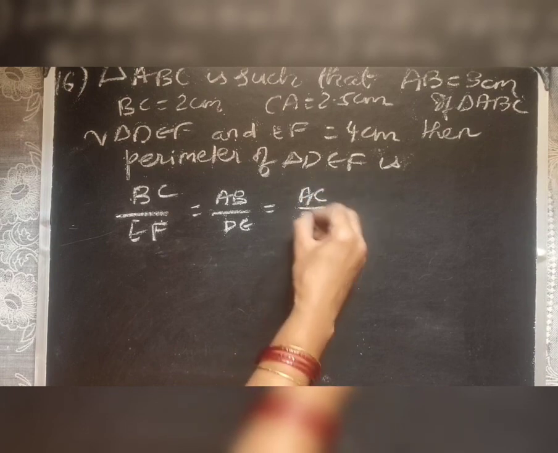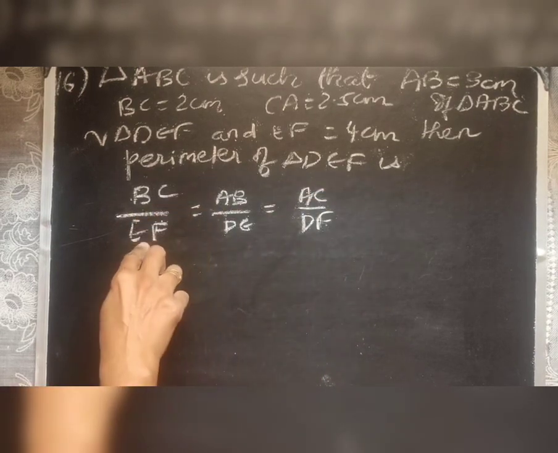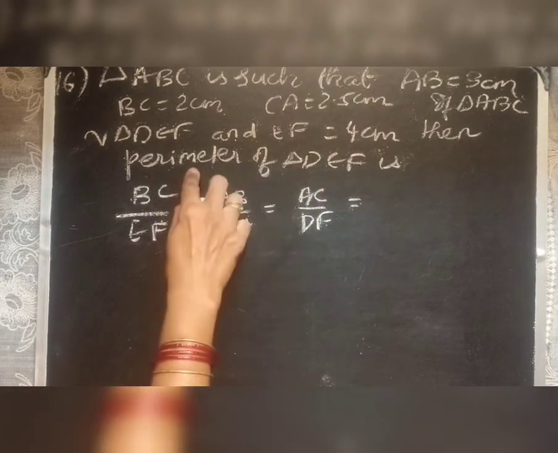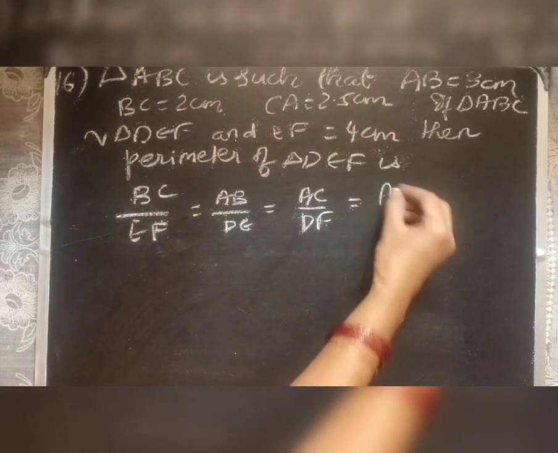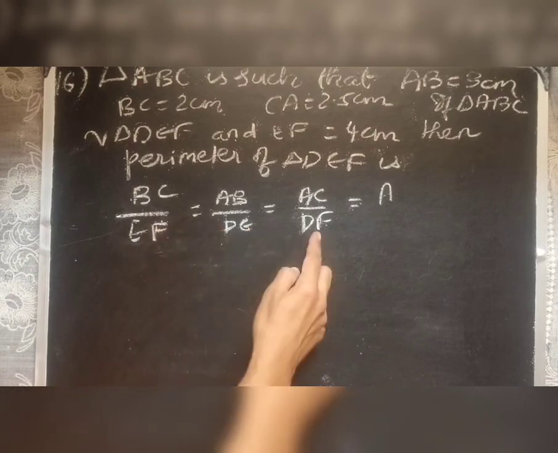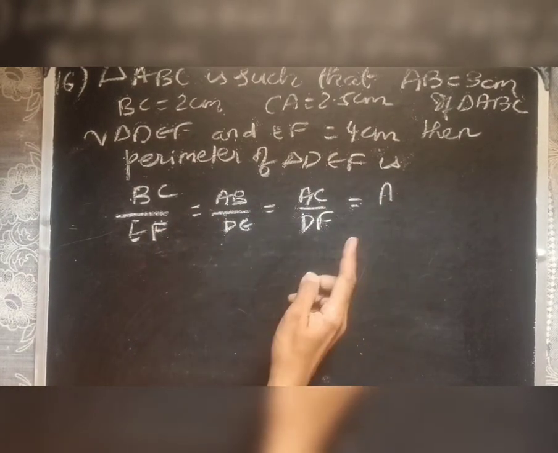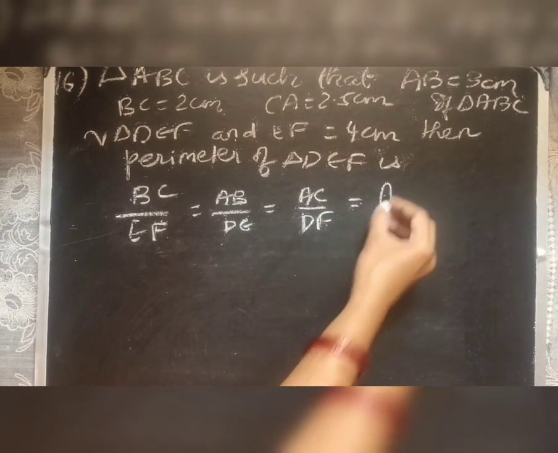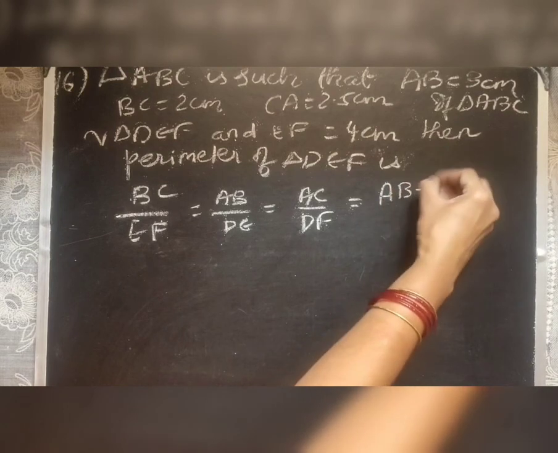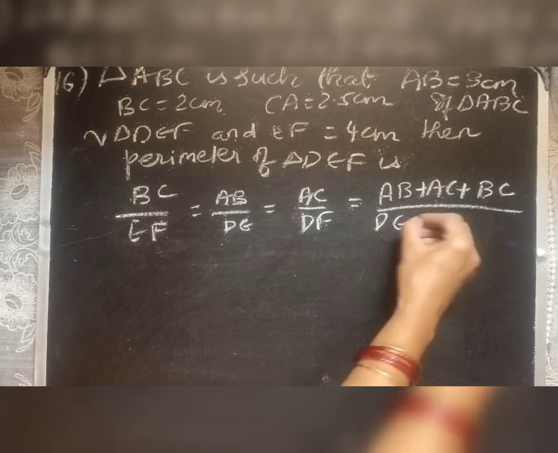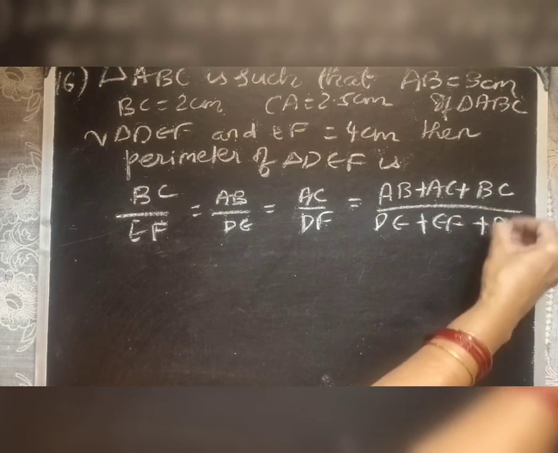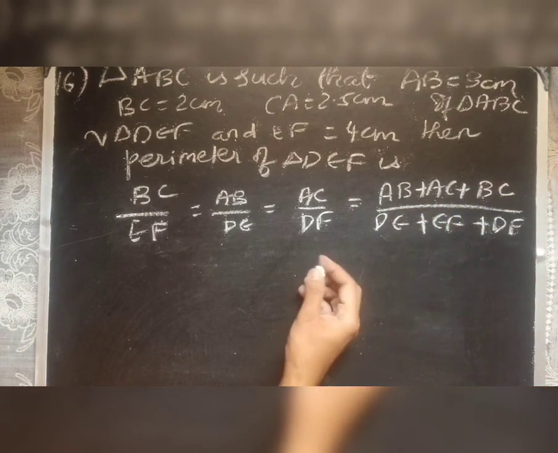AC by DF. Now here it is enough if we know one, but what is the perimeter? Perimeter of a triangle is the addition of all the sides. So we should know that individual ratios, if added, are also proportional in the same ratio. So here AB plus AC plus BC divided by DE plus EF plus DF. So the perimeters also will be in the same ratio.